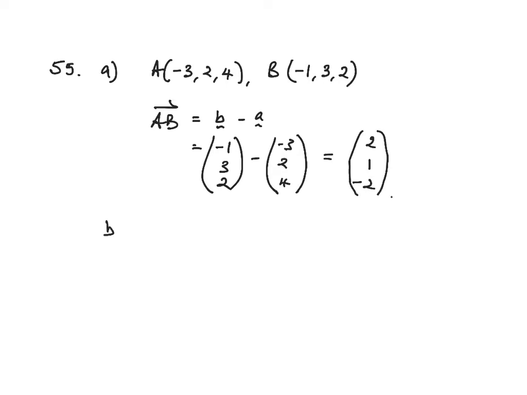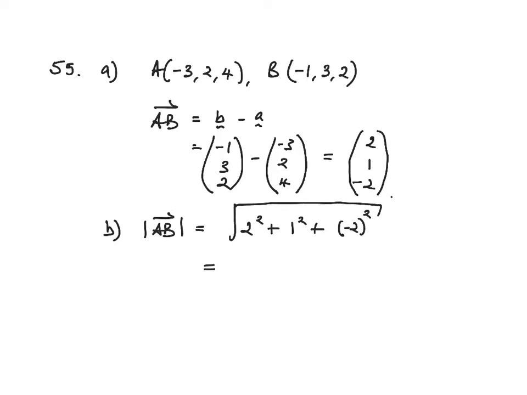Part B asks us to work out the magnitude of the vector AB. So we square the 2, square the 1, square the negative 2, add them all together and take the square root of the total. Square root of 9 is 3.